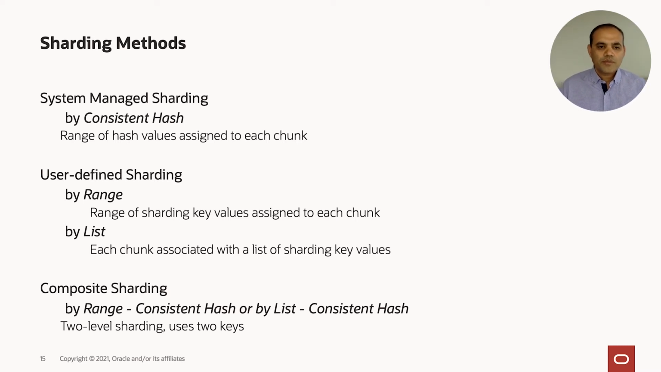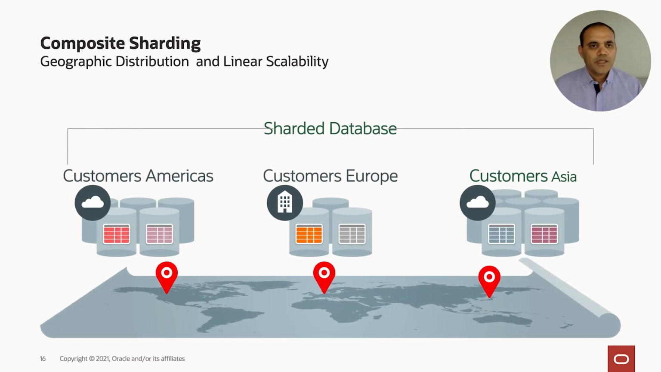Additionally, we support something we call composite sharding, which is a very unique differentiator with Oracle database sharding. This is a combination of the two aforementioned sharding techniques. By that we mean we can use two schemes to shard the data, which allows us to have two levels of sharding by different sharding methods, as well as use a different sharding key for each of the two levels.